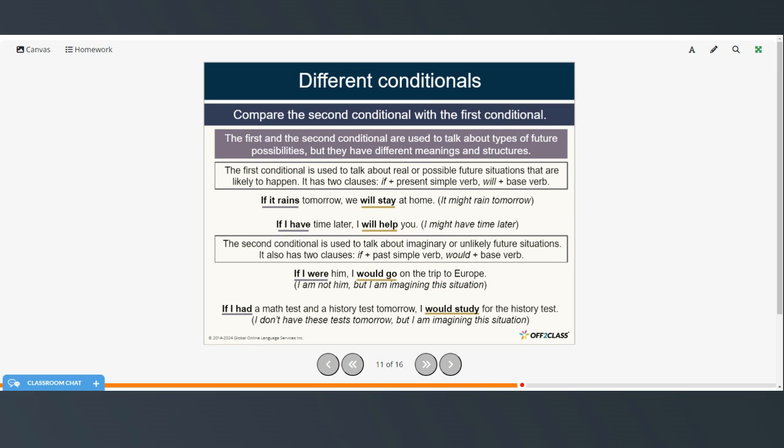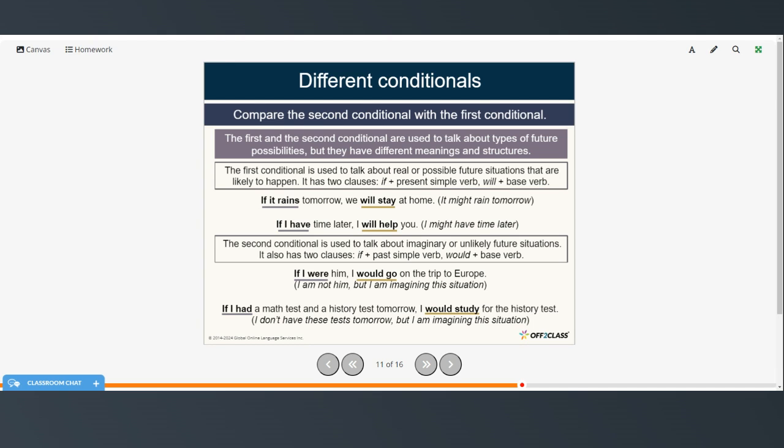There are other conditionals, so we're going to compare the second conditional with the first conditional. The first and the second conditional are used to talk about types of future possibilities, but they have different meanings and structures. The first conditional is used to talk about real or possible future situations that are likely to happen. It has two clauses, which is if plus the present simple verb, and then will plus the base verb. So if it rains tomorrow, we will stay at home. So it might rain tomorrow. If I have time later, I will help you. So I might have time later.